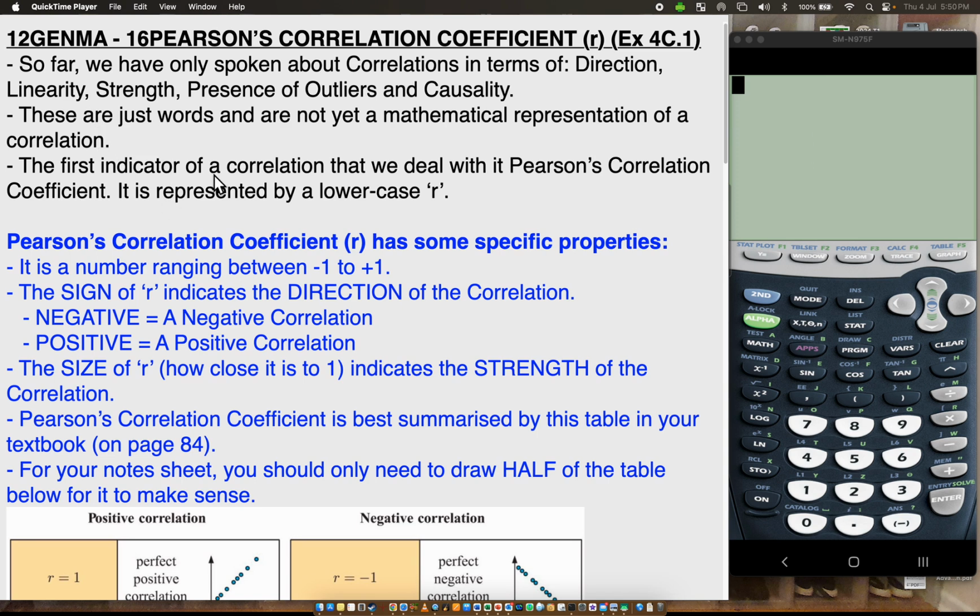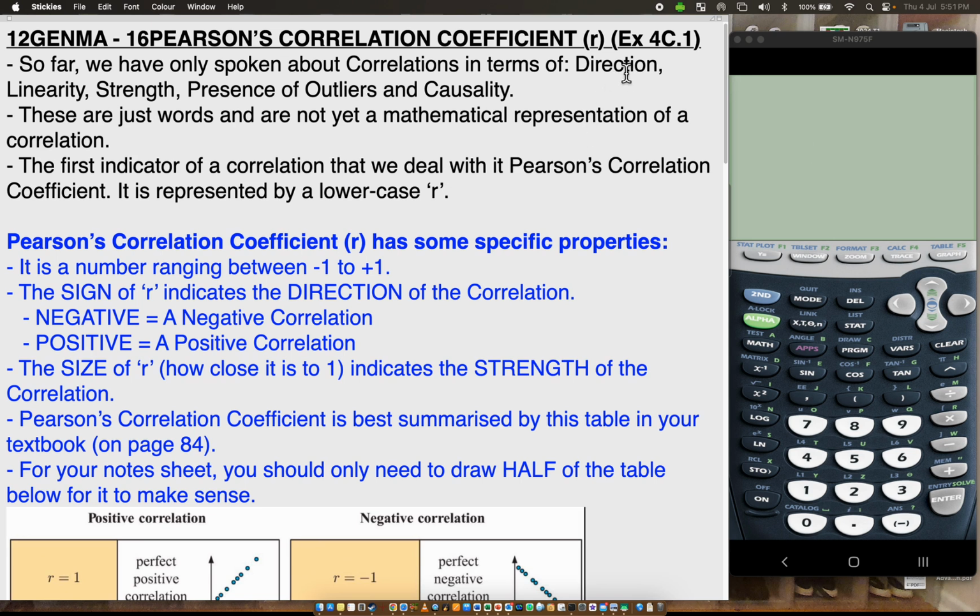So, if you recall, our very last lesson was talking about correlations, and we only spoke about correlations in terms of 5 things: their direction, linearity, strength, presence of outliers, and causality. So, if you acknowledge, these are just words. We haven't introduced any mathematical concepts to this either.